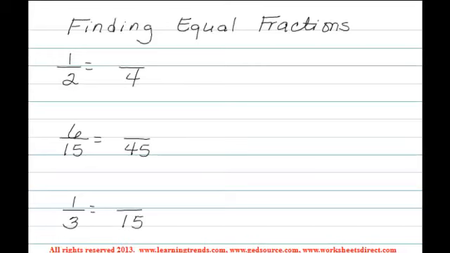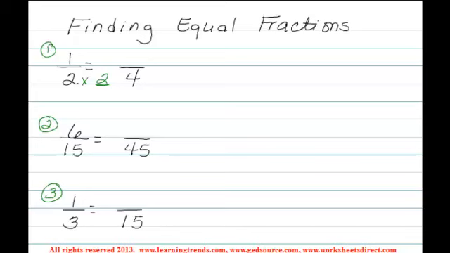Let's take a look at 3 examples of finding equal fractions by asking ourselves what the relationship is between the two denominators. And we have 3 examples that we're going to work through. So in our first example, we have 1/2 equals something over 4. And we want to ask ourselves, 2 times what number is going to equal 4? Well, we know that 2 times 2 equals 4.